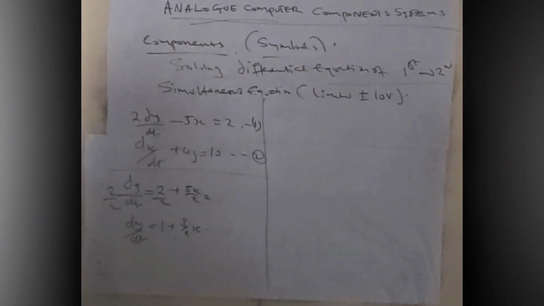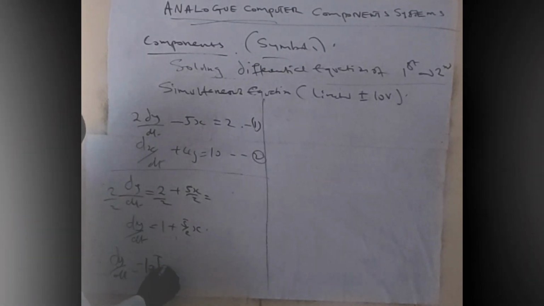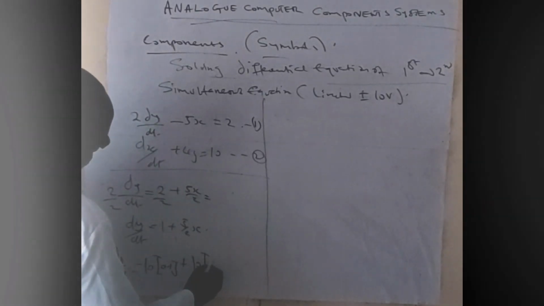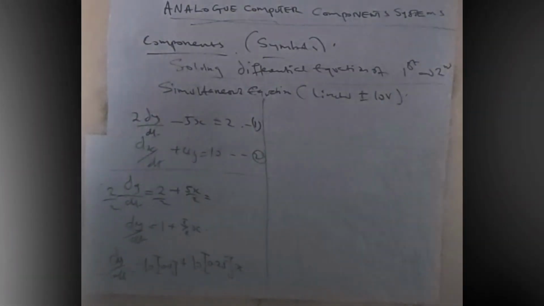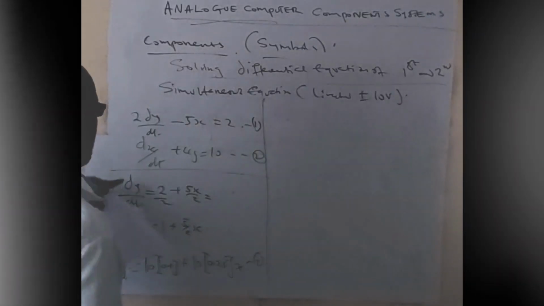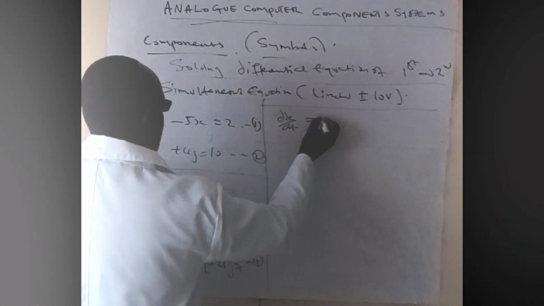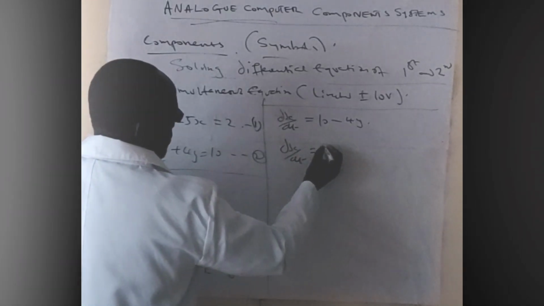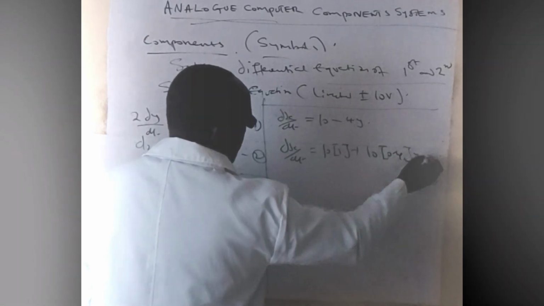So now let's introduce the limited voltages. We shall have dy/dt equals 10 into 0.1 plus 10 into 0.25x. So this is equation 1. Equation 2 is going to be given by dx/dt equals 10 minus 4y. So our dx/dt equals 10 into 1 plus, we're going to write here 10 into 0.4y. So this is equation 2.